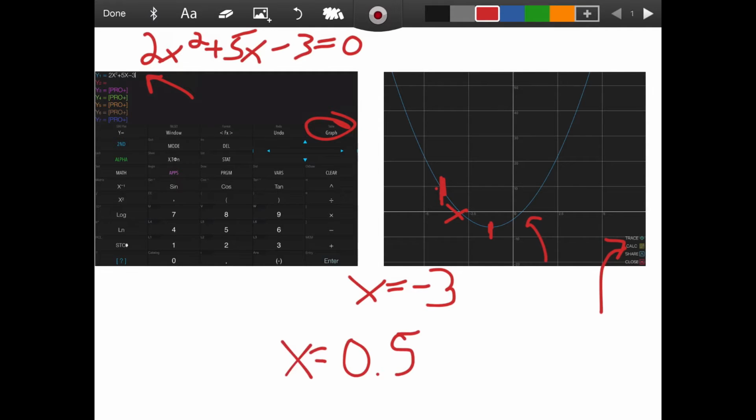So if you want to double check, just to refresh your memory on how to do that in a calculator, that could be helpful and save you some time. So go ahead and do that.